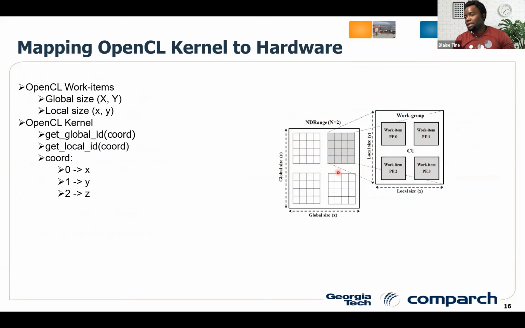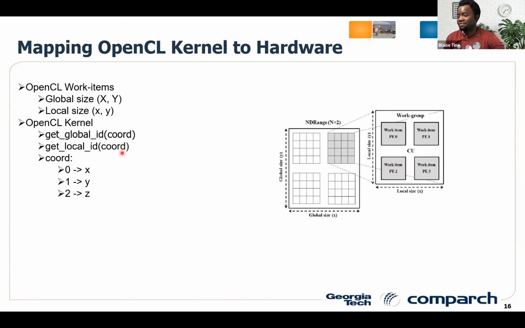So here I'll be describing how we map a typical OpenCL kernel to the Vortex hardware. The OpenCL work item distribution is organized in a hierarchical structure where you have a work group, and inside the work group you have work items. OpenCL provides you the ability to control the local size, the size of a single work group, and then also the number of work groups in a grid fashion.